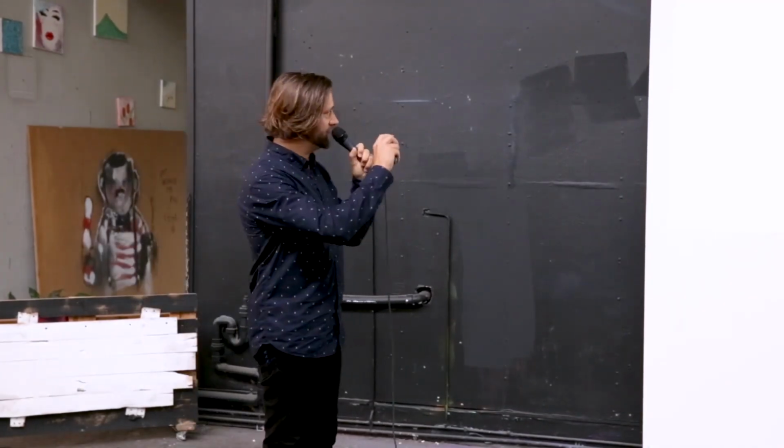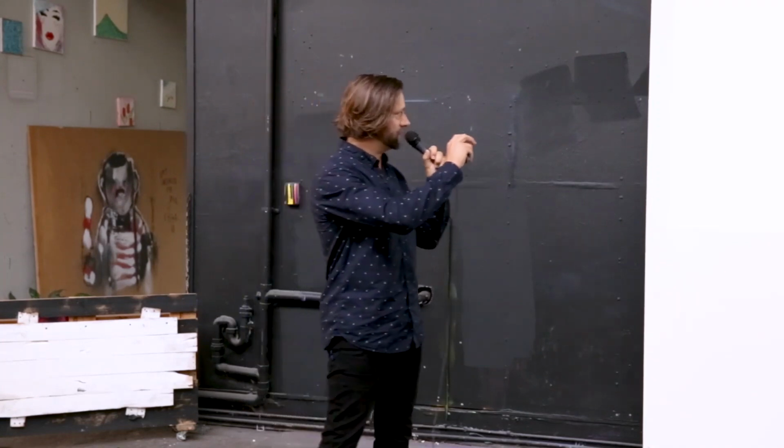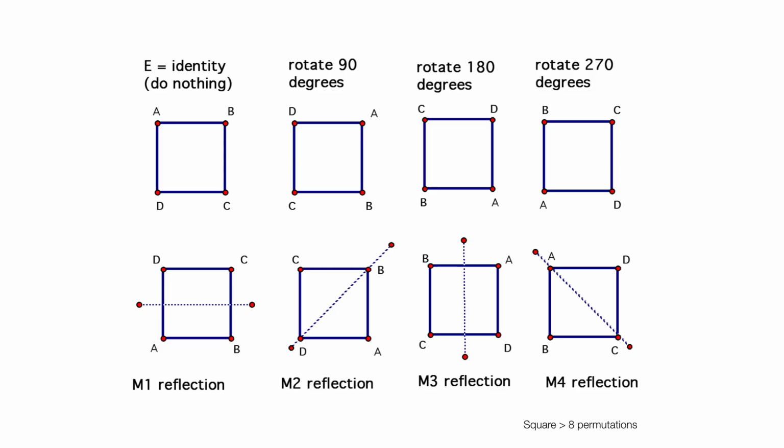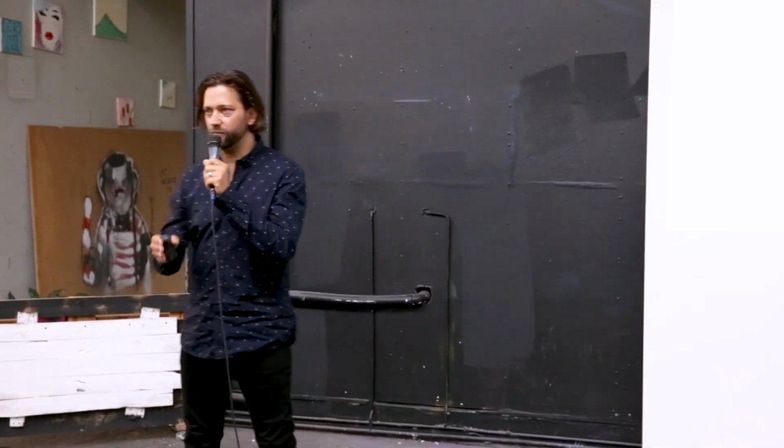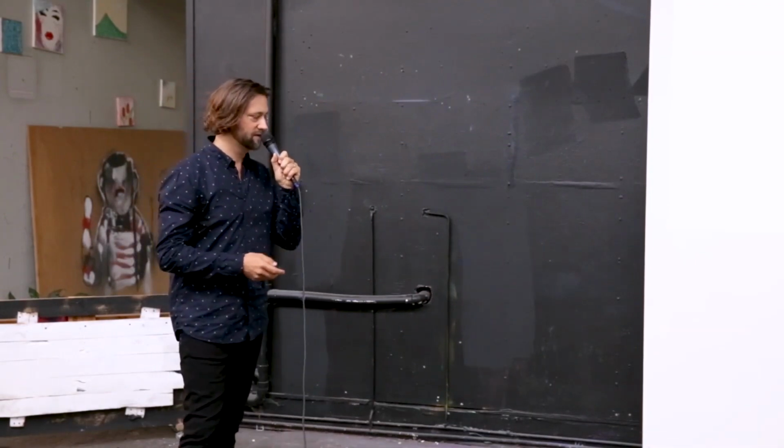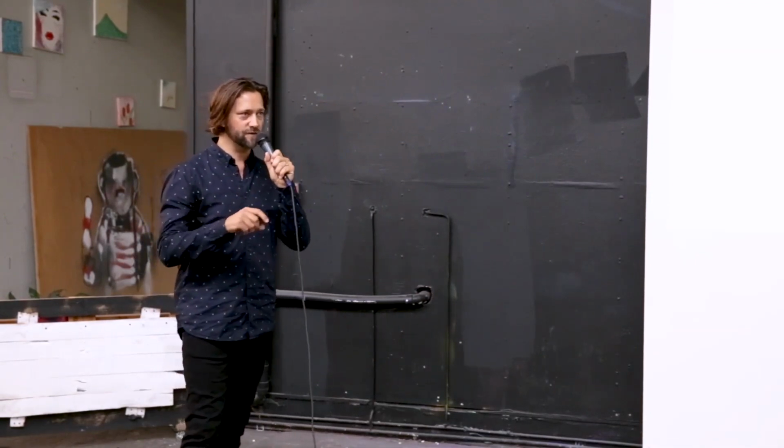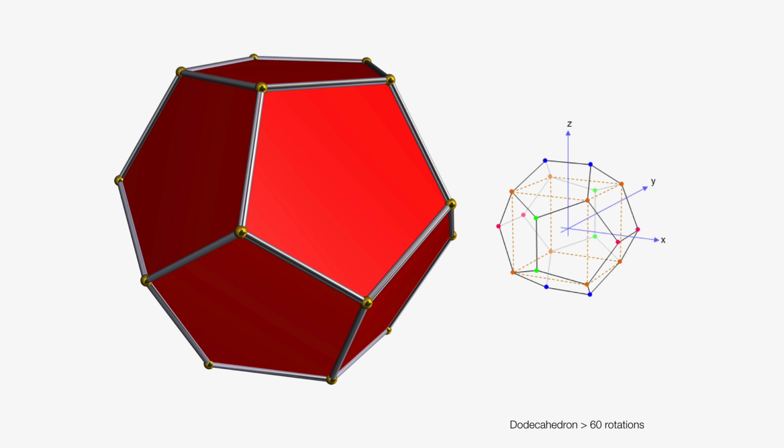So if we understand the square and we think about the rotation of a square, so we've got a square that can rotate 90 degrees, 180 degrees, 270 degrees, but it keeps its same state. There are 8 permutations or 8 different structures of the square, but it still retains the same state. And this is a core concept to this idea around group theory. A dodecahedron has a similar idea, but that has 60 rotations.